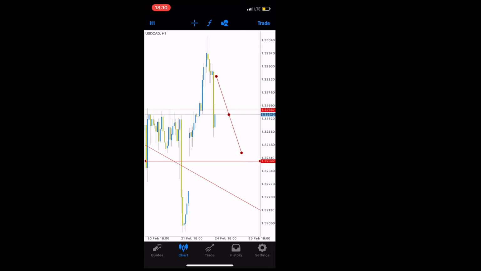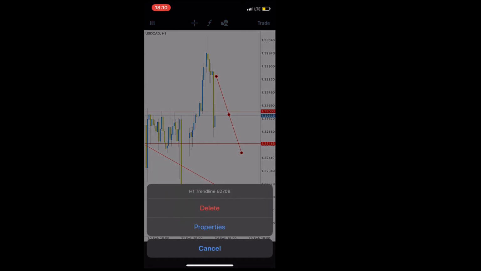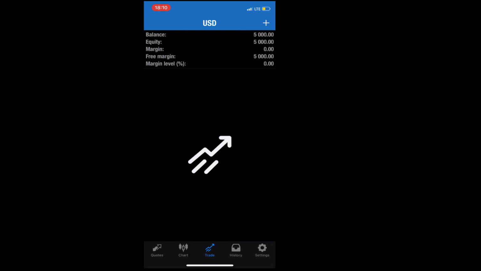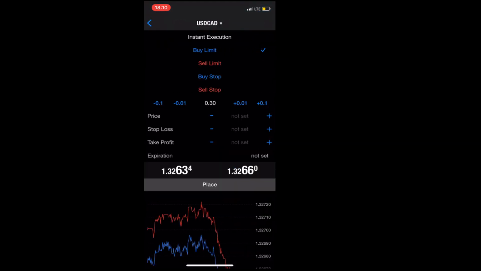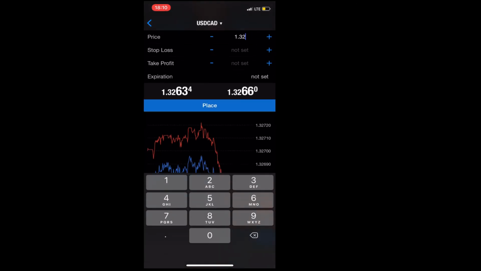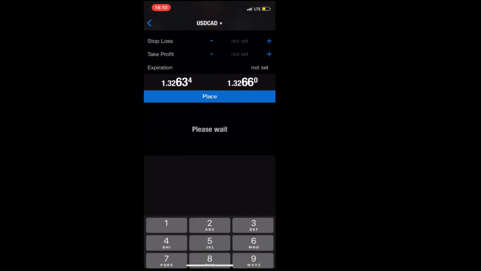So now we're actually going to move on to the sell stop and buy stop. So let's say we want price to get to this specific level here. Let me just delete this trend line. So let's say we want price to get to this level here, and then keep going down. So basically what we're going to do now is memorize the point. So it's 1.32486. Place.